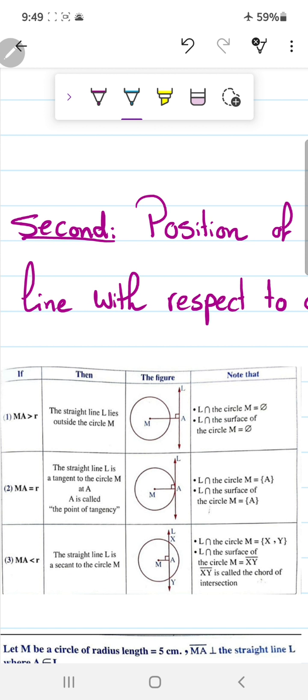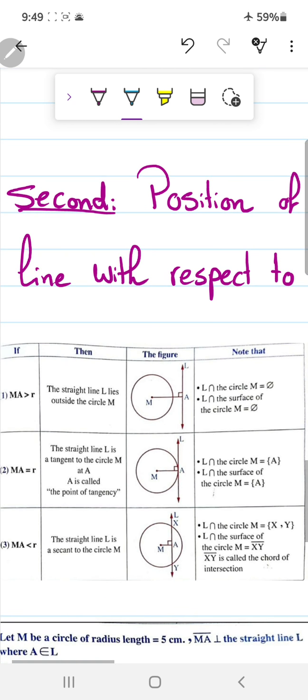Here we talk about a straight line. So if MA is greater than R, the straight line lies outside the circle, like in this example. And MA here must be perpendicular to the straight line L. It means we have here an angle of measure 90 degrees. And L, the straight line L, intersect the circle M is phi, because we have no intersection.